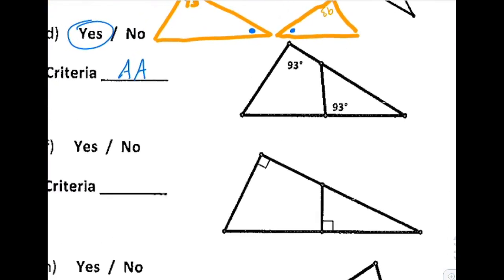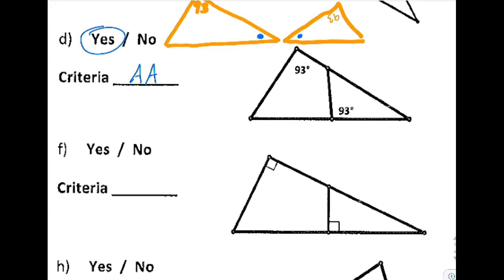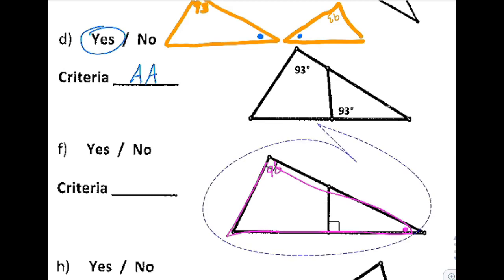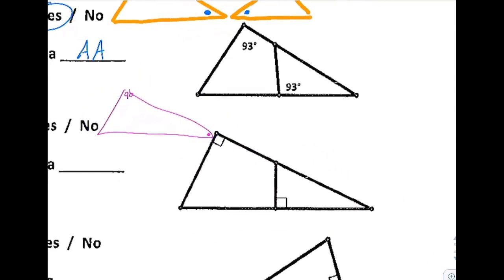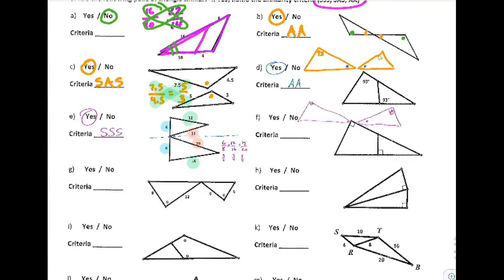F, I want to put D and F on the screen at the same time because they're identical types of problems. That's a 90 with that corner. So if I was to draw this again, you would have that triangle. There's a 90, that same corner. It's a 90 at the top and the shared angle. So that's just like question D. There's a shared angle and a double 93.